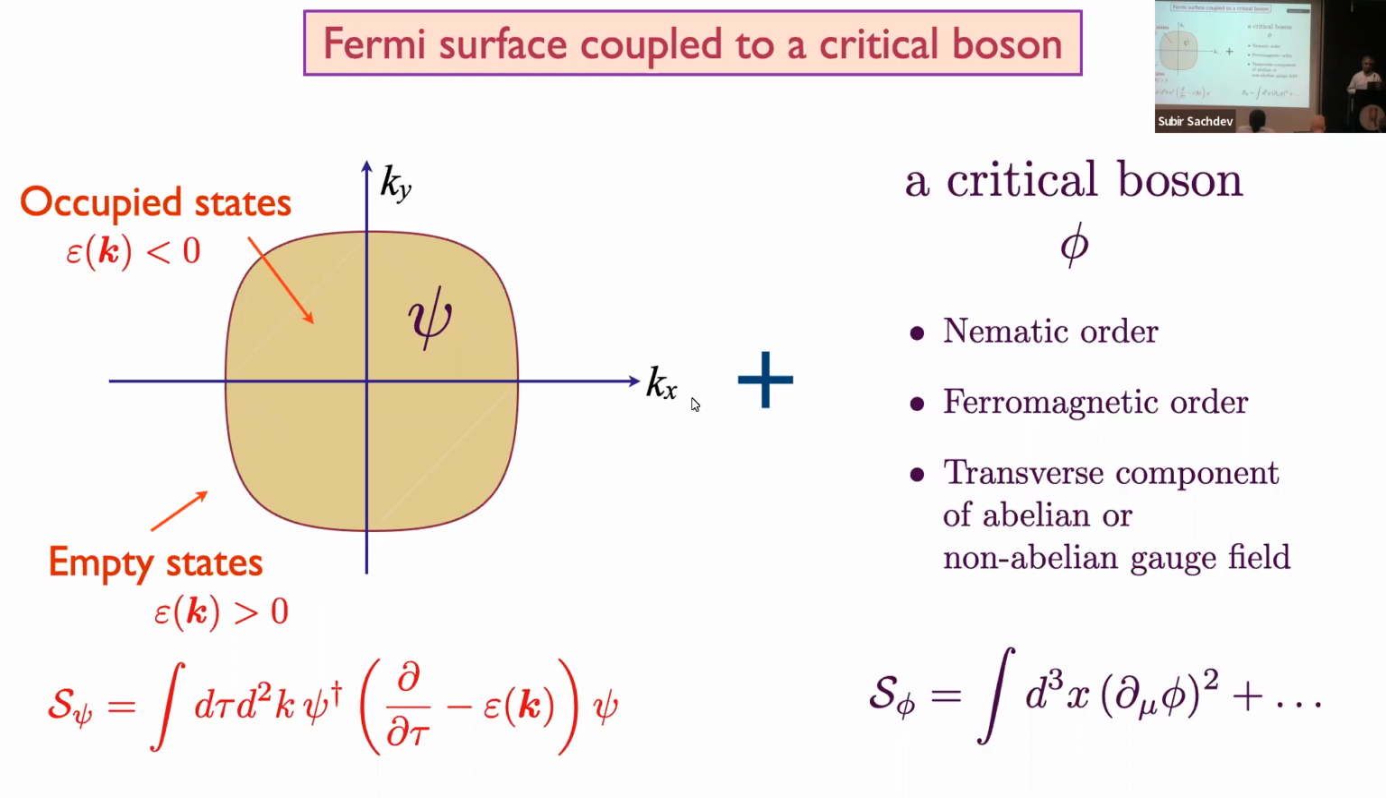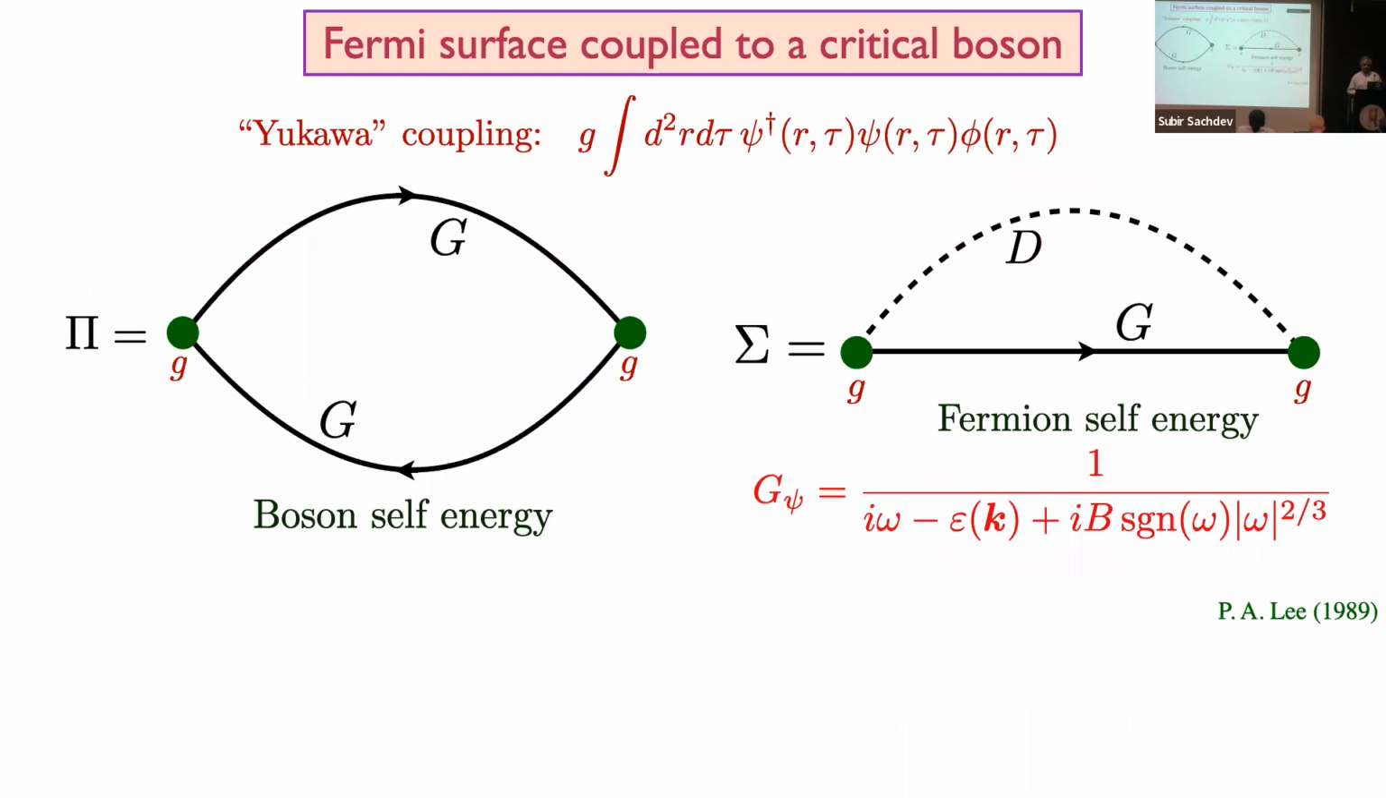Okay, so what's known about this problem of a Fermi surface coupled to a critical boson? One very important result, which goes back to Patrick Lee's work in 1989, can be obtained by generic perturbation theory. You have the self-energy of the boson, which is a fermion loop. You compute this fermion loop, and this gives you a Landau damping term to the boson propagator. And then you take the new boson propagator and perturbatively compute the self-energy of the electron. And when you do this, you get this famous result.